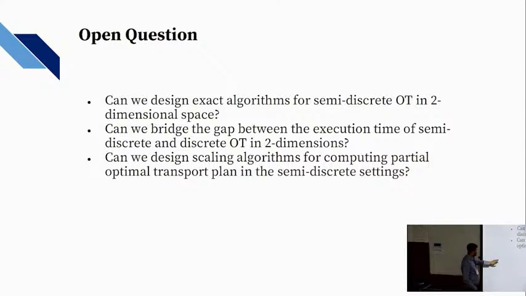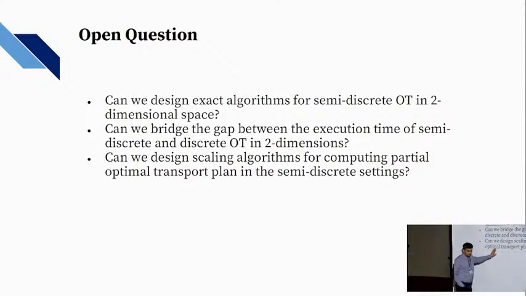And finally, in many applications we are interested in computing partial optimal transport, not transport plans that transport all the mass, but an alpha fraction of the mass. Can we come up with a clean representation of an optimal solution for a partial transport plan, and can we design algorithms to compute those? So these are the open questions that I would like to conclude with.